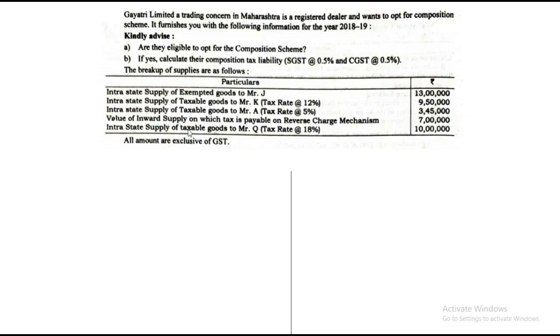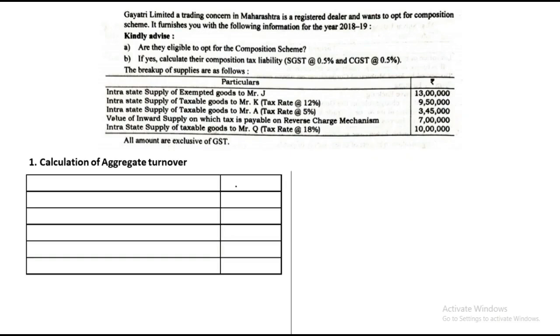So now let us see how to solve this sum in 4 simple steps. Number one, we need to first calculate the aggregate turnover. So I'll write number one, calculation of aggregate turnover. Very simple. We'll have particulars and amount. We'll add up all the supplies and check whether it is matching our threshold limit or not. Two columns, particulars and amount.